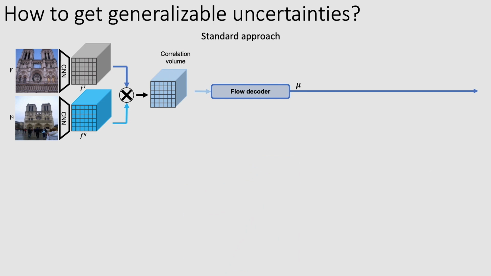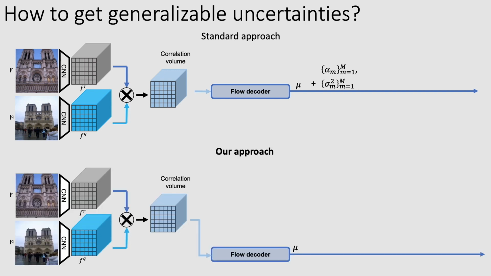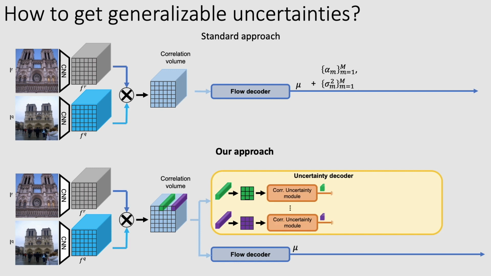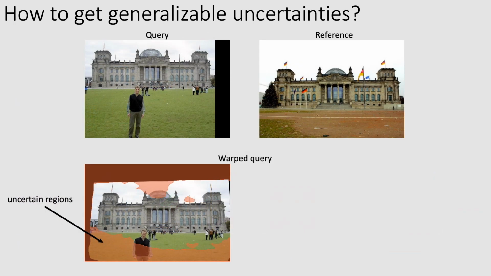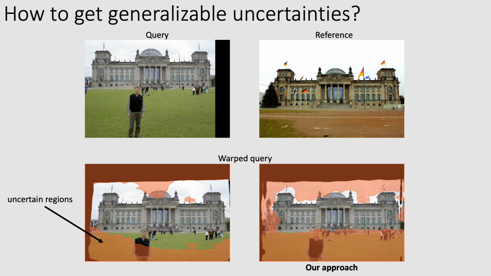From the architecture perspective, the straightforward choice to predict all parameters of the distribution would be to start from the standard architecture and to increase the number of output channels. However, in that case, the network relies too much on neighboring information when predicting the uncertainty. Therefore, from this standard architecture, we build a parallel uncertainty decoder. It inputs the correlation volume and processes the information at each point independently. While this was the result before, our approach leads to much better uncertainties.